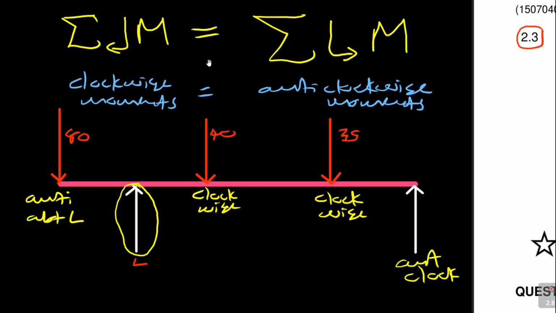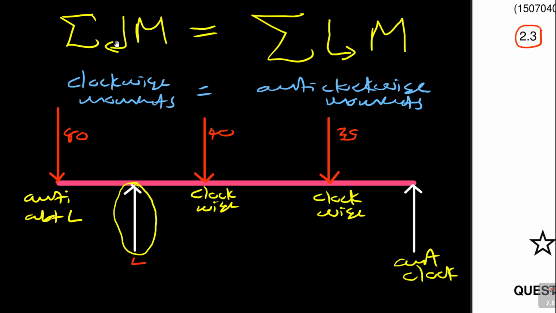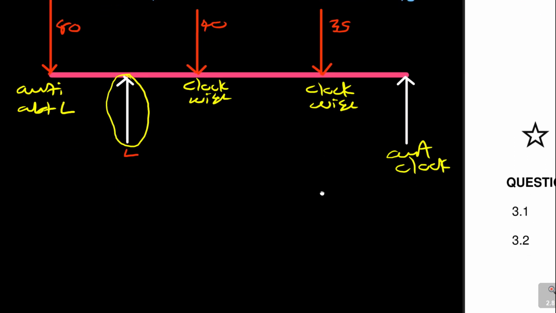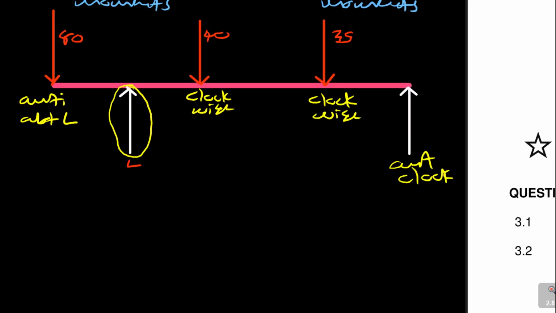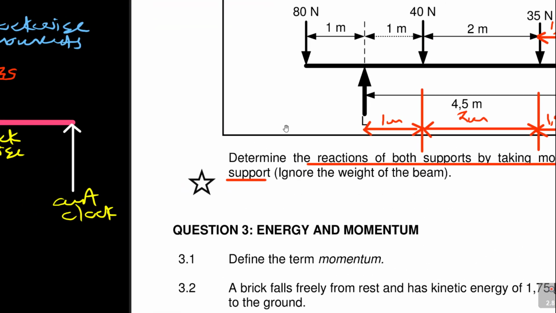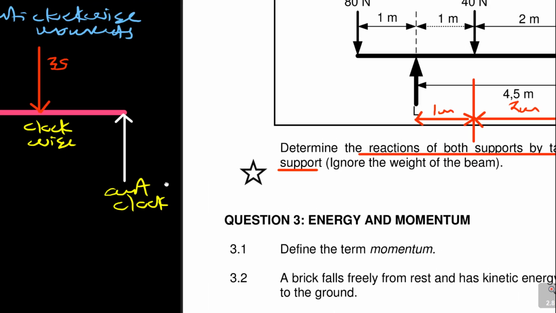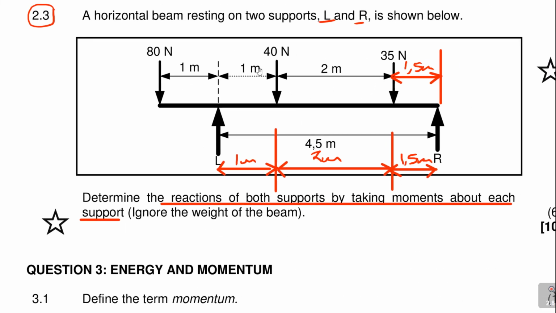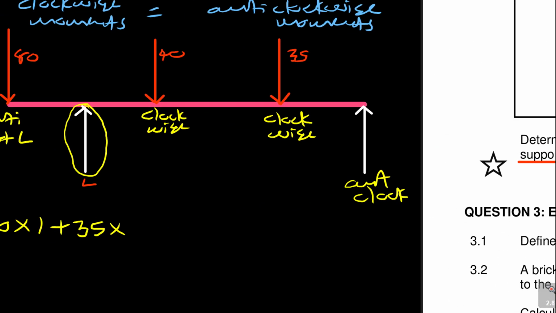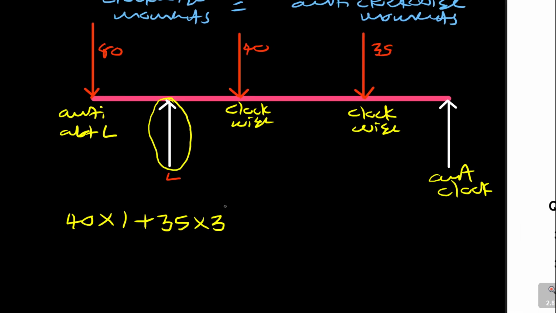So from here, you can now use the formula which says sum of clockwise is the sum of anti-clockwise. So we are going to start by saying sum of clockwise: 40 times from L. They told us 40 times 1. Continue with the other clockwise: 35 times from L. Now what is the distance of 35 from L? It is 2 plus 1, which is 3, so 35 times 3. Is there any other clockwise? No. Is equal to, you see.